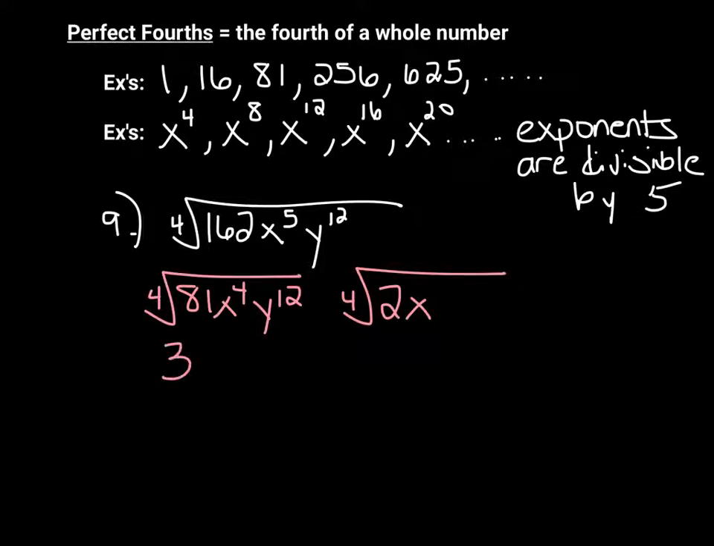The fourth root of x to the fourth is just x to the first power, right? So we can write that as x. Again, 4 divided by 1 is 1. And then the fourth root of y to the 12th would be y cubed, because if you take the power and divide it by the root, 12 divided by 4 is 3. And then you would just bring down your leftover radical.